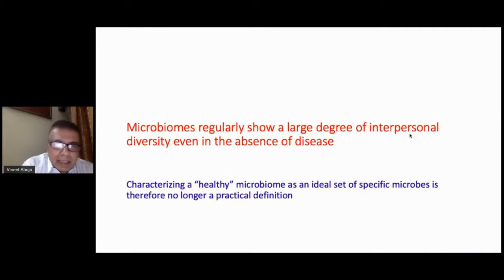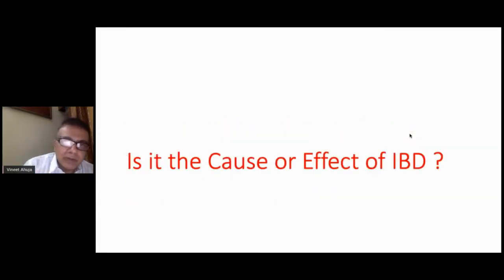So all these things suggest that the microbiome regularly shows a large degree of interpersonal diversity, even in the absence of disease. Like the American Gut Project showed that even amongst healthy people, Bacteroides was the largest in many, but in 1% it was not present at all. So if you are going to characterize a healthy microbiome as an ideal set of specific microbes, then that's not a practical definition. What are the four major groups we talk about? Firmicutes, Bacteroidetes, Actinobacteria, Proteobacteria. We say that if Firmicutes and Bacteroidetes make up around 90-95%, that is a healthy microbiome. That may not necessarily be true for everybody.